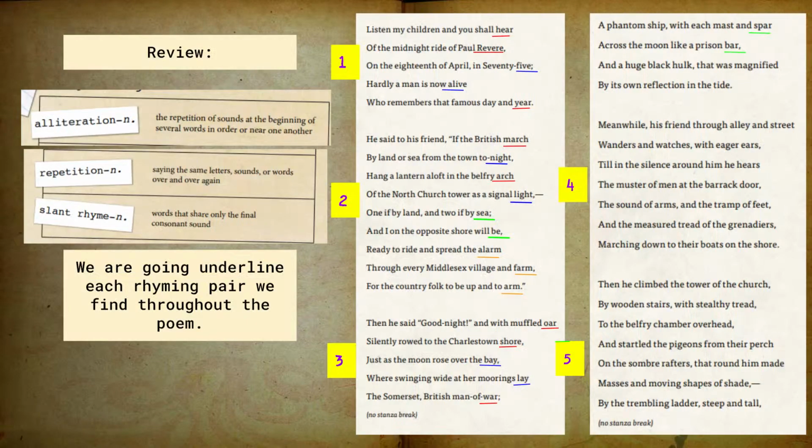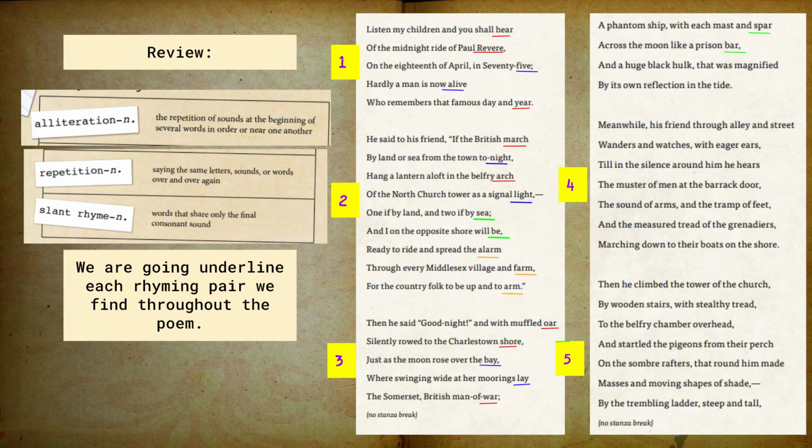So next we're going to review 3 more vocabulary terms. Alliteration, which is the repetition of sound at the beginning of several words in order or near one another. Repetition is saying the same letters, sounds, or words over and over again. And slant rhyming is words that share only the final consonant sound. So what we're going to do is give you some time to underline rhyming pairs throughout the poem.